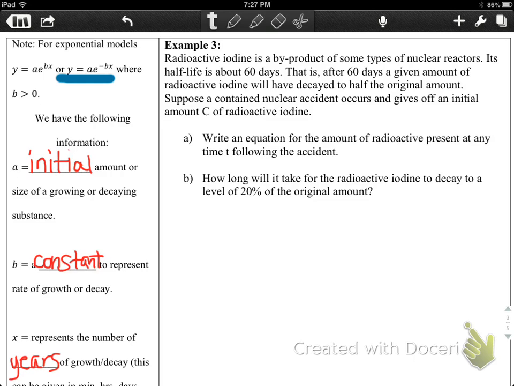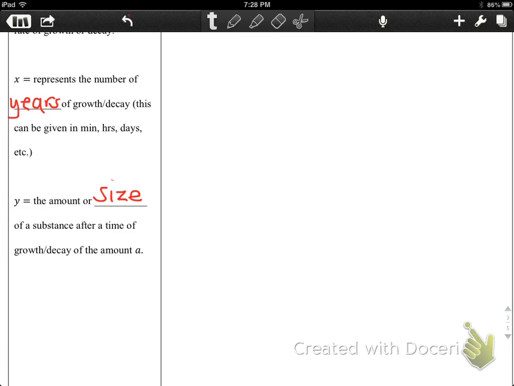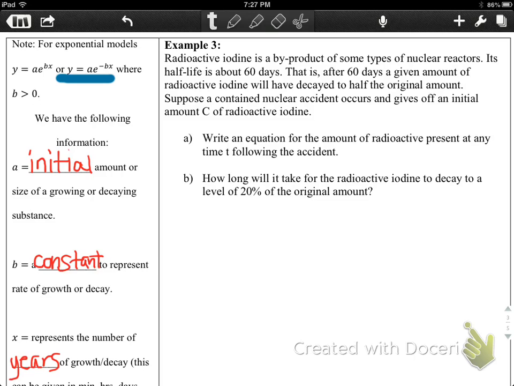In terms of the variables, A represents the initial amount or size of a growing or decaying substance. B is a constant to represent the rate of growth or decay. X represents the number of years of growth or decay. And Y is the amount or size of a substance after a time of growth and decay of the amount A.